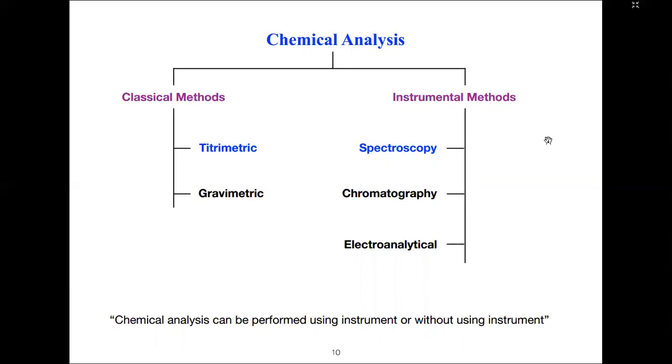However, in instrumental methods, we use instruments to do the chemical analysis. There are several of them. Some of them are spectroscopy, chromatography, and electroanalytical methods. For this course, Group D of inorganic chemistry, part 2 is spectroscopy. So part 1 is based on classical methods and part 2 is based on instrumental methods.